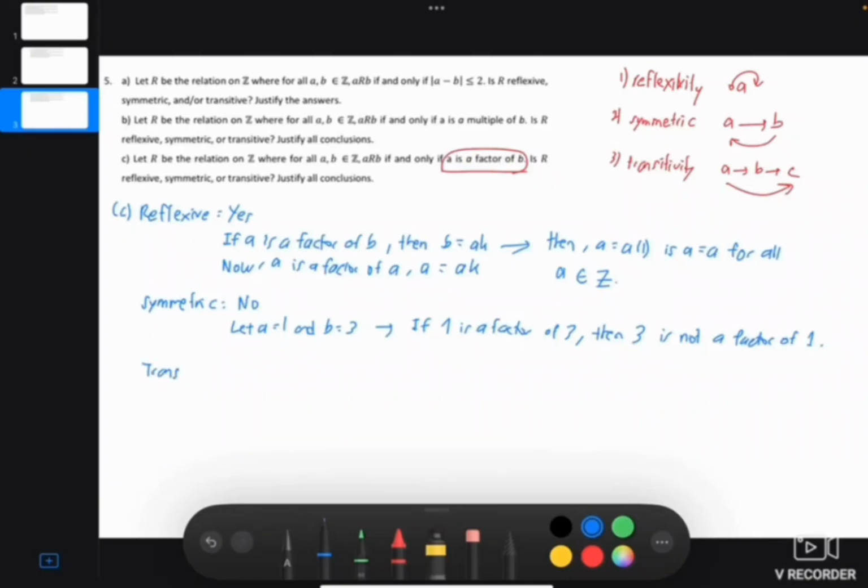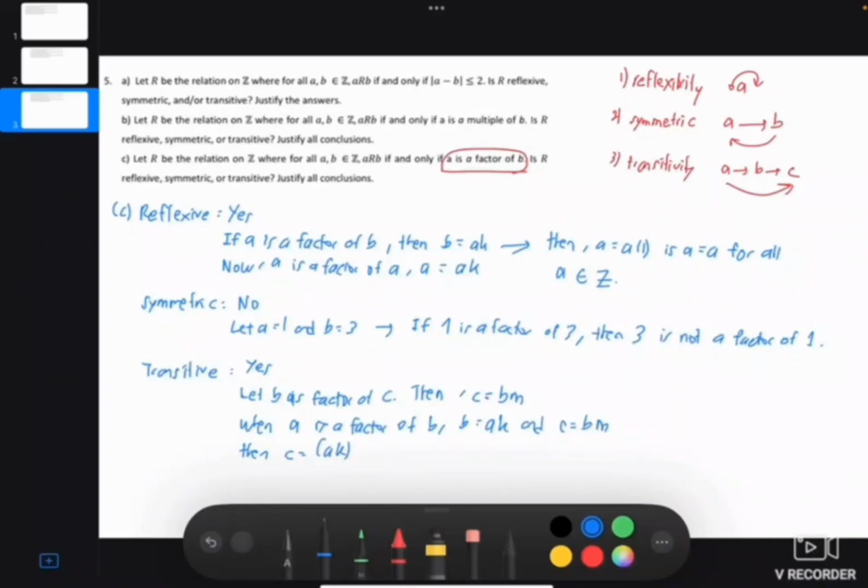So as for transitive, our relation R is transitive, and we can prove it by letting B be a factor of C. Then we will be obtaining that C equals B multiplied by a constant M. When A is a factor of B, we can state that B equals A multiplied by constant K, and C equals B multiplied by constant M. Then we can conclude that C equals A multiplied by constant K multiplied by M.